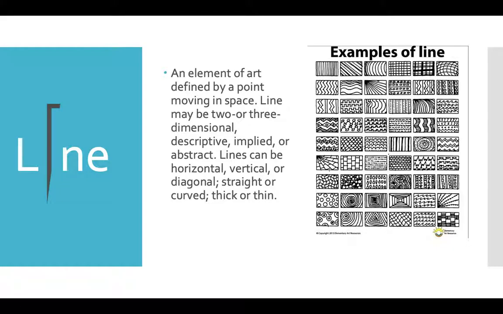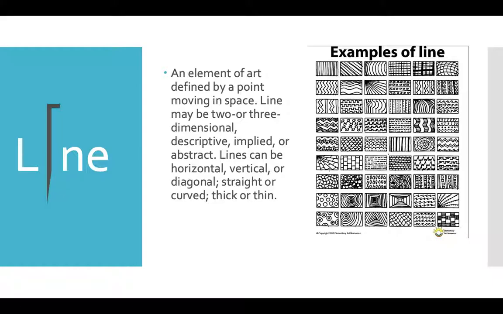So a line is defined as a point or a path that moves through space. These lines can take on many different forms. So they could be active or passive. They could be flowing or light. You can have them in any direction. They could be very thick or very thin. They can be broken or continuous.